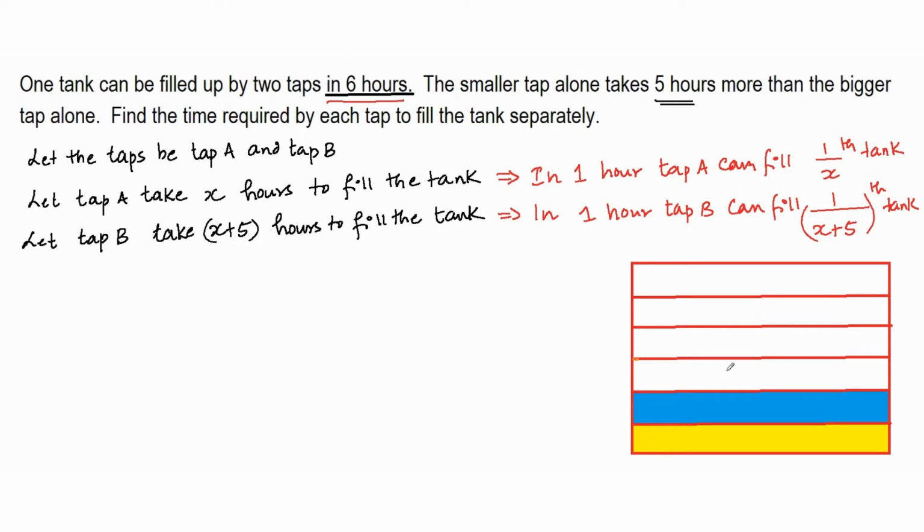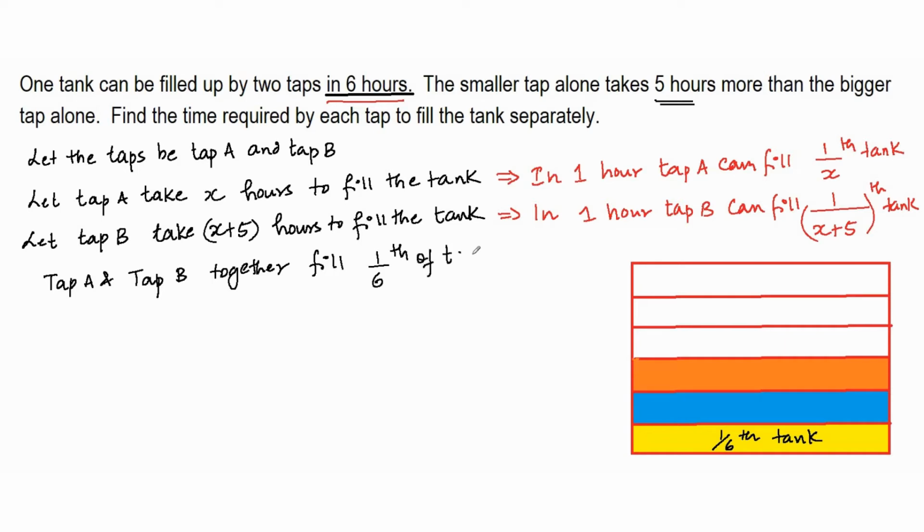So in the third hour, another 1/6 gets filled. So this is how the tank is going to fill up. Basically, in the first hour, 1/6 of the tank is going to get filled. That means tap A and tap B together fill 1/6 of the entire tank. That means the fraction of tank filled by A and the fraction of tank filled by B, this fraction is going to be 1/6.